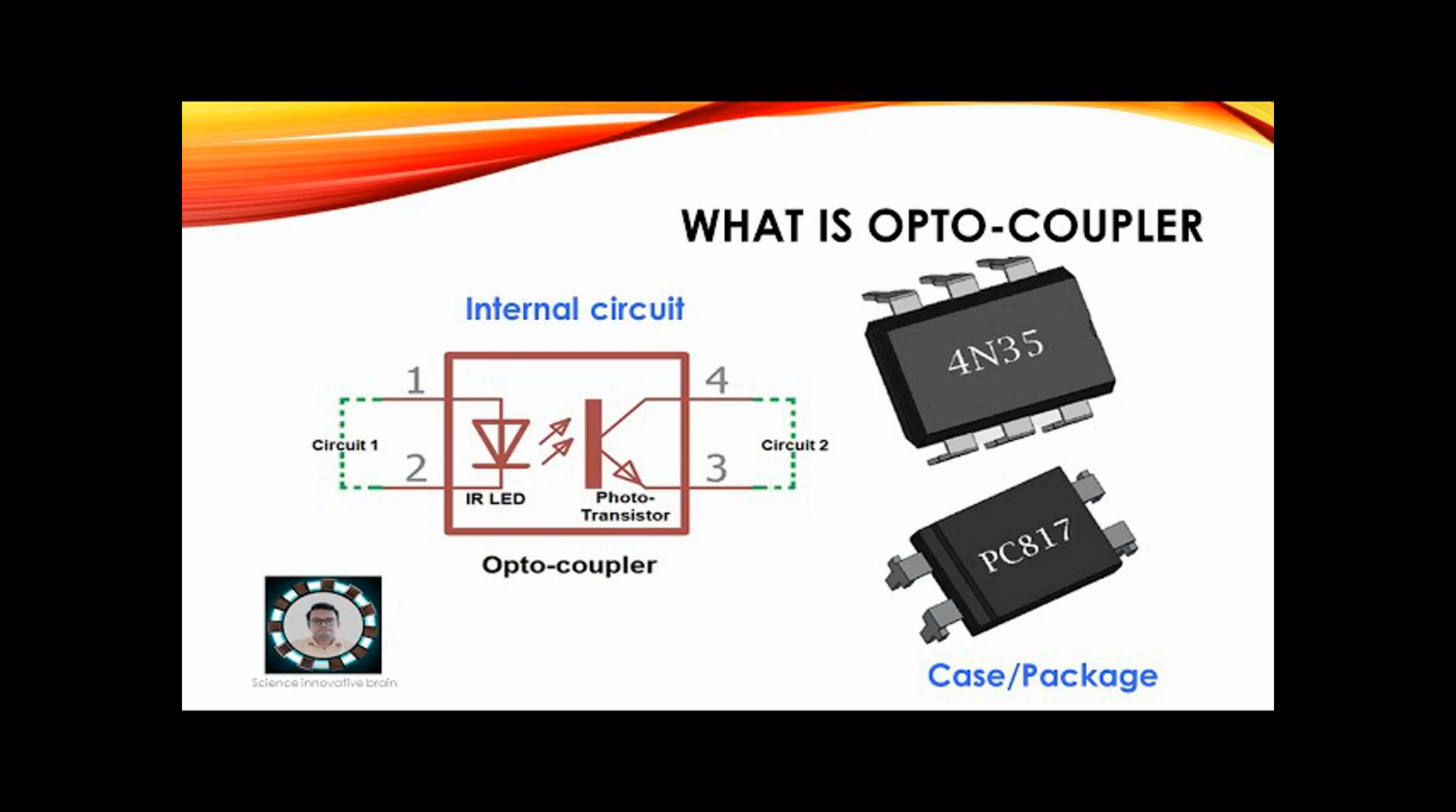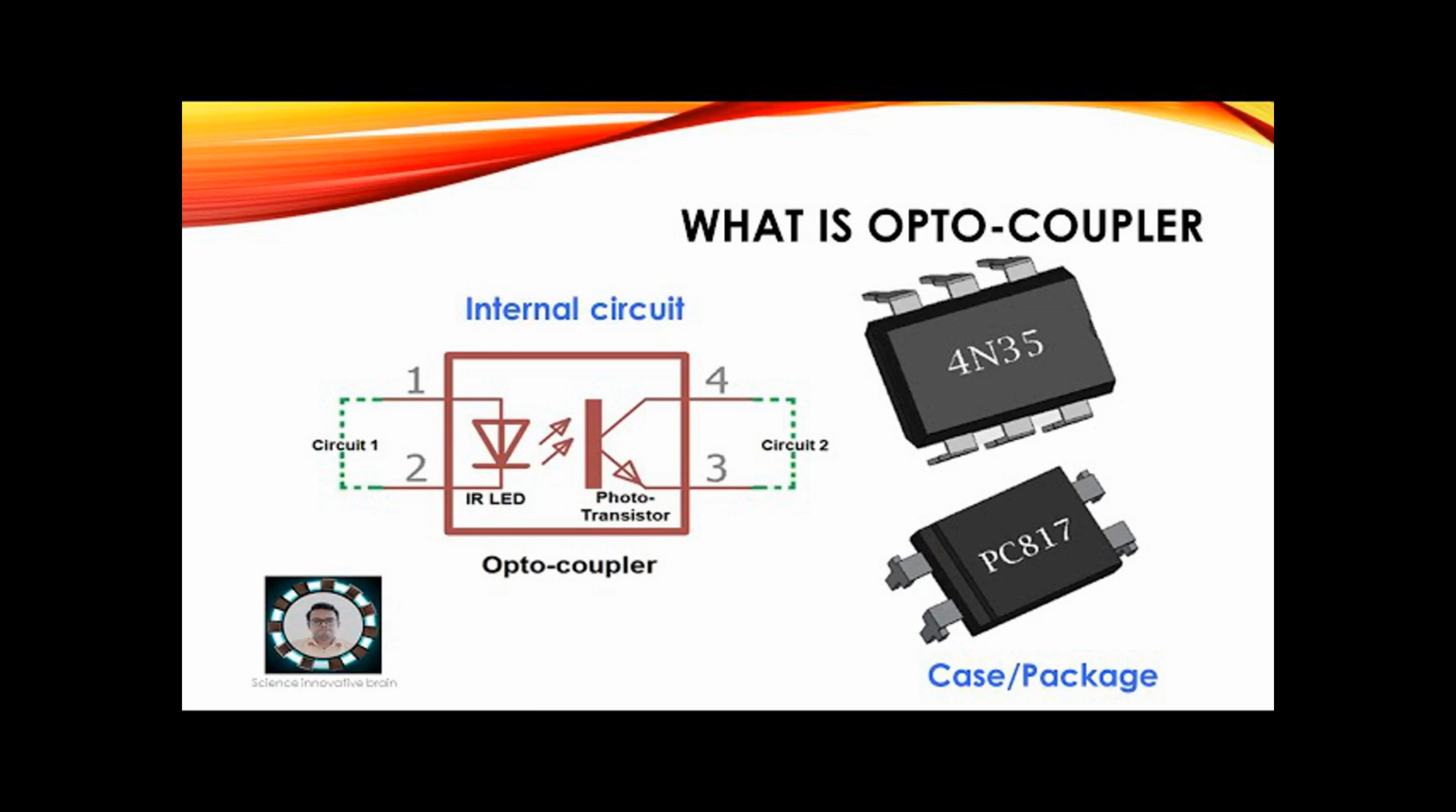Power supplies. They are used to provide feedback and control in power supply circuits, ensuring stable output voltage and current regulation. Isolated data communication: optocouplers are used to isolate data communication lines, such as RS-232, RS-485, or CAN bus, in applications where noise immunity and protection are critical.